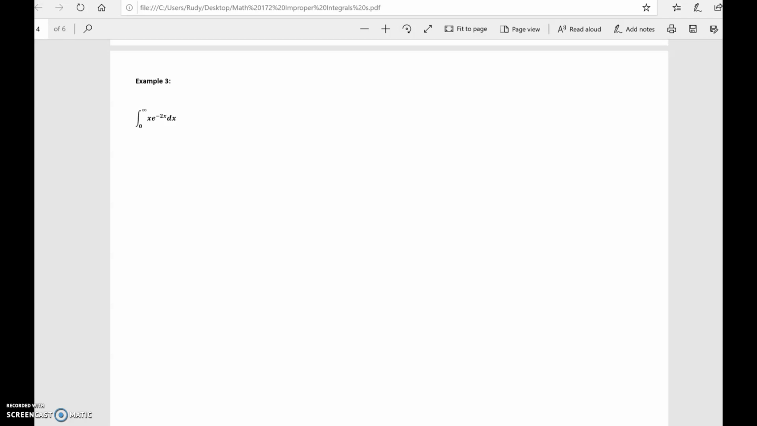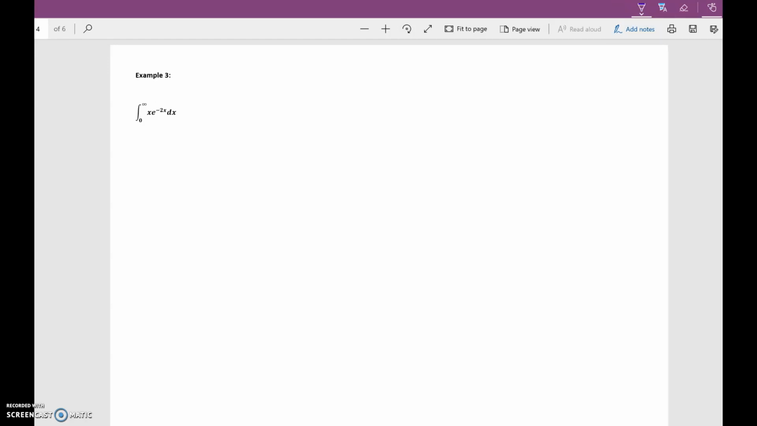Hi class, let's take a look at example 3. In example 3, the graph is not a typical one. So this is what we're going to do. We're going to plug in a couple of values.